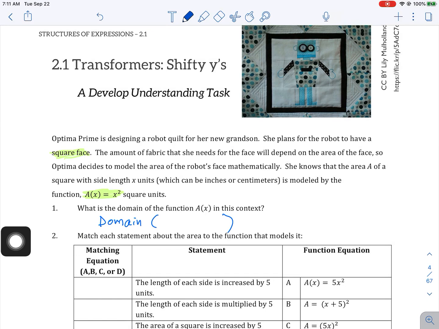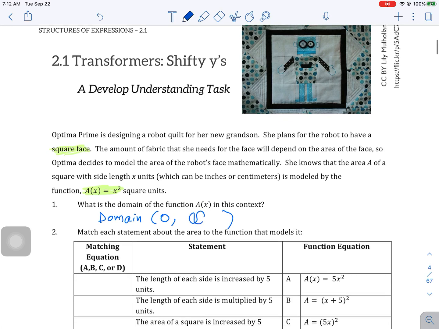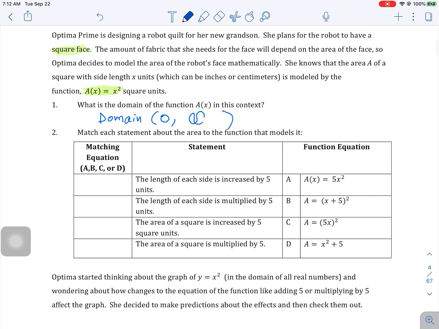If you look at x squared, the domain of x squared, in this case, does not include negative values and does not include 0, because that would be a zero-length square, which is not a square. And the maximum value is not defined here, so I'll just use infinity here.